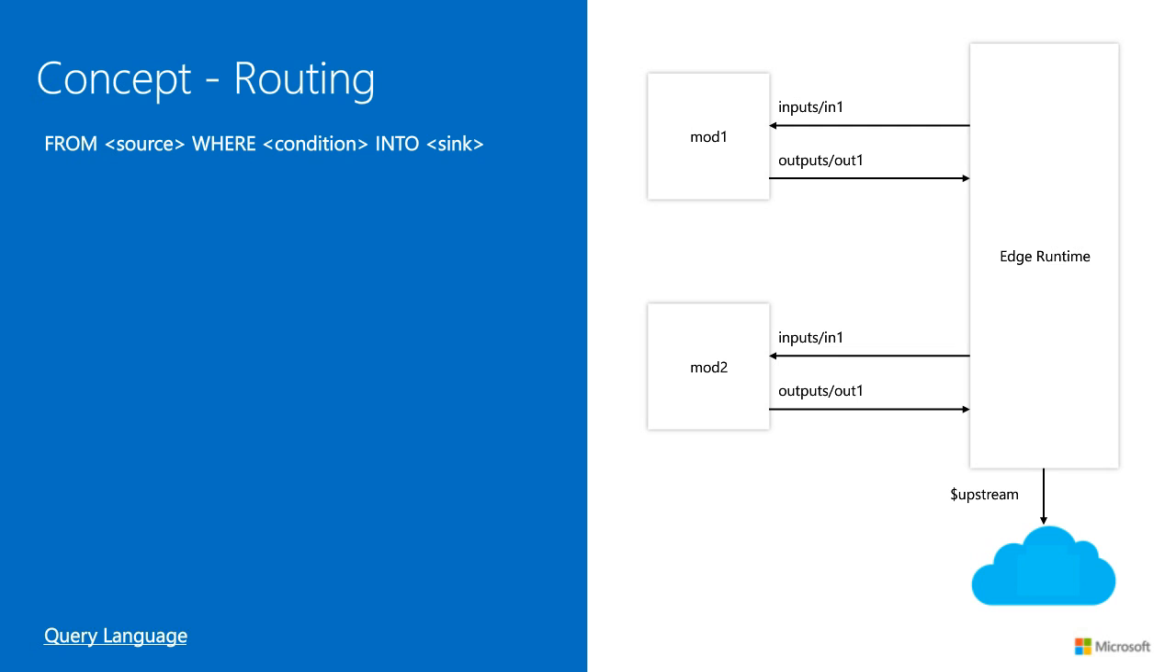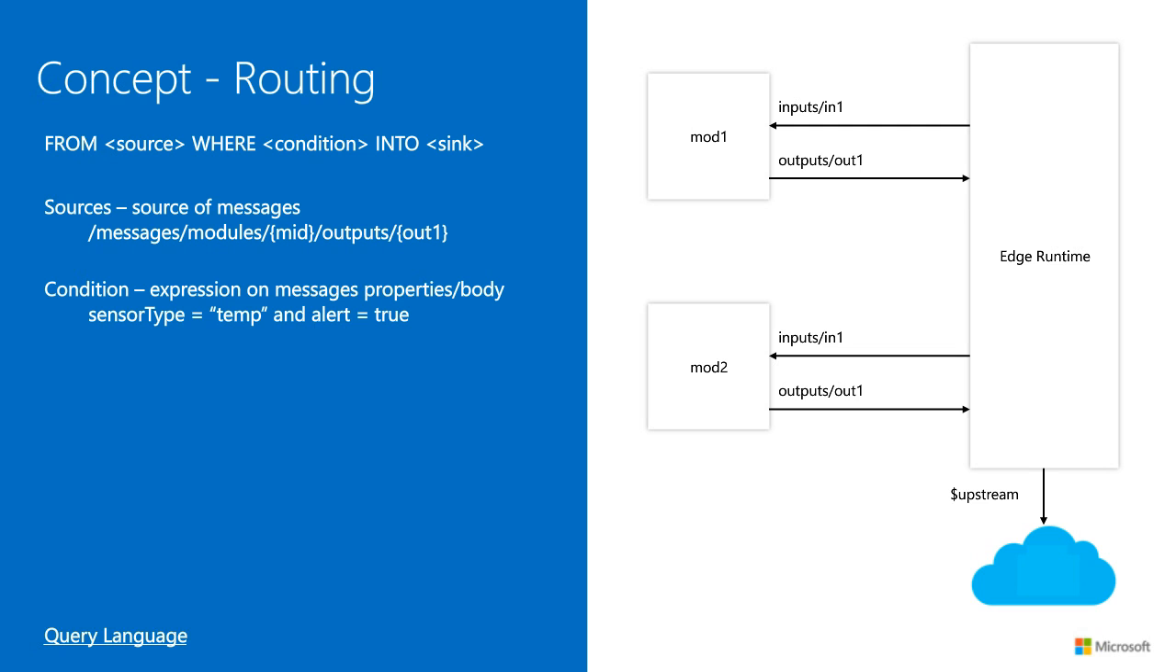The types of sources usually are the outputs of the various modules. And the modules are defined with that semantic here: messages / modules / the ID of the module itself / outputs / the output name. You can use a star here for all outputs, for example.